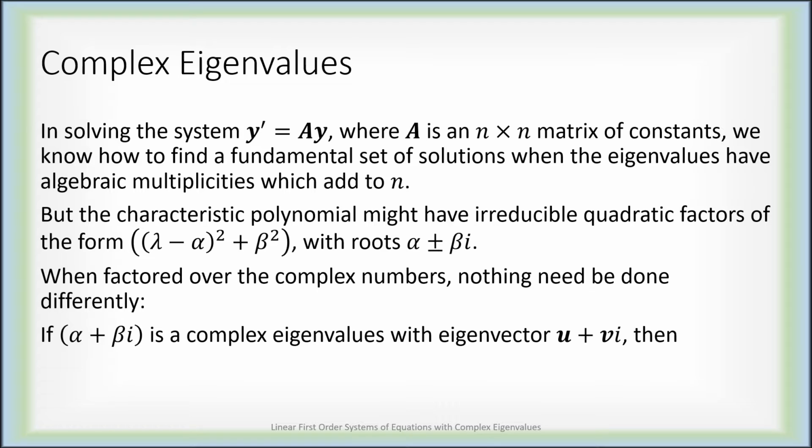If alpha plus beta i is a complex eigenvalue with eigenvector u plus vi, well then, A times (u plus vi) equals (alpha plus beta i) times (u plus vi). A times vector equals eigenvalue times vector. This is exactly the same thing, we're just throwing complex numbers into the mix.